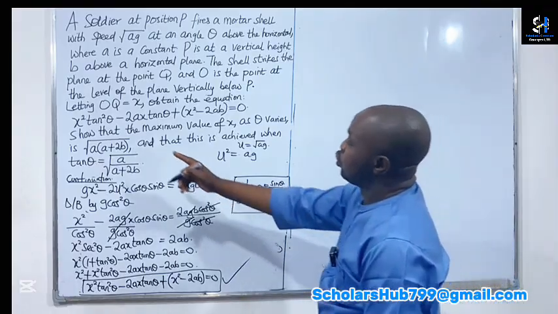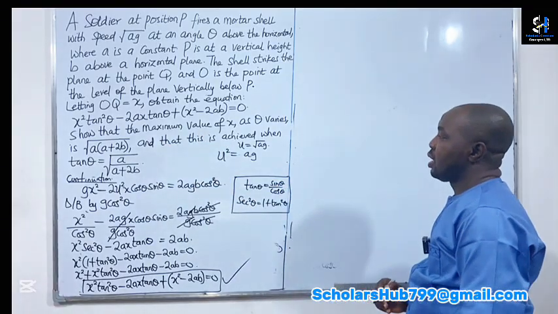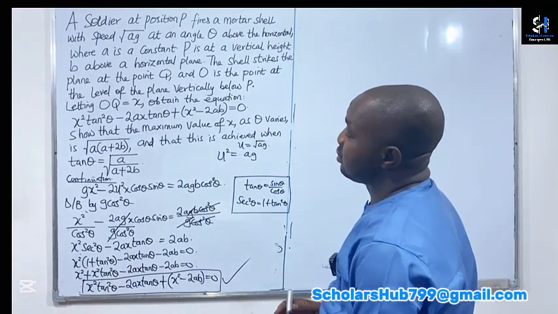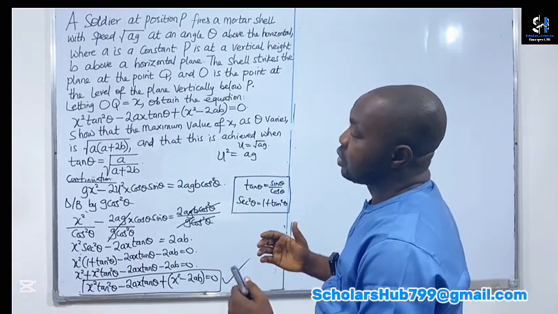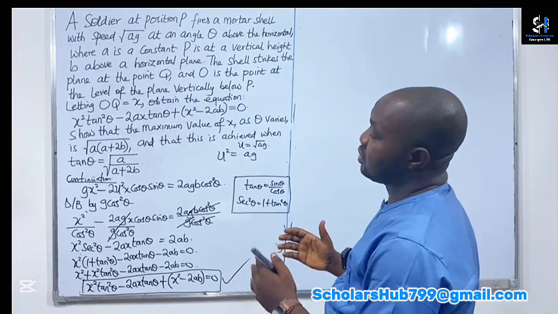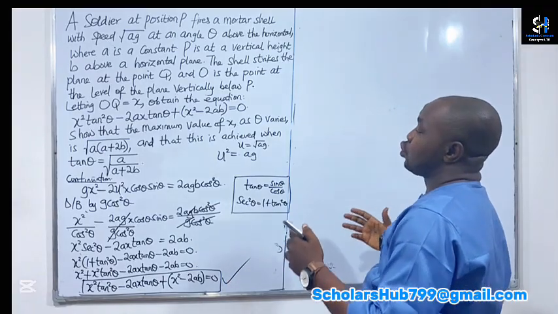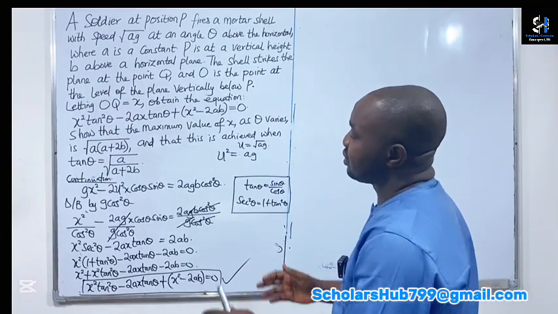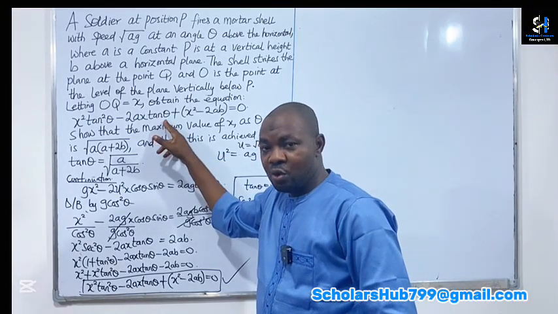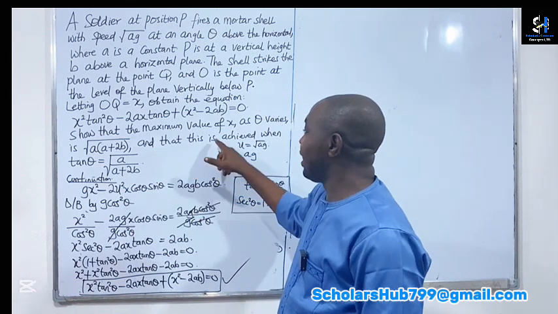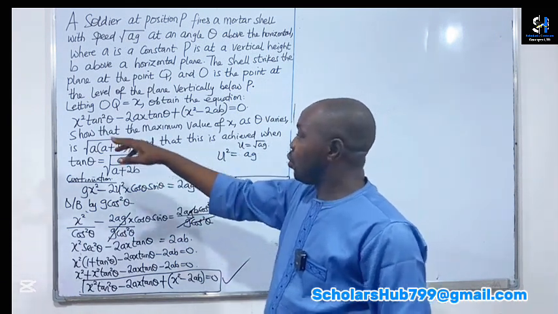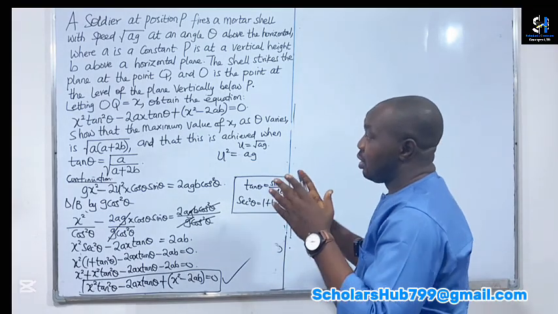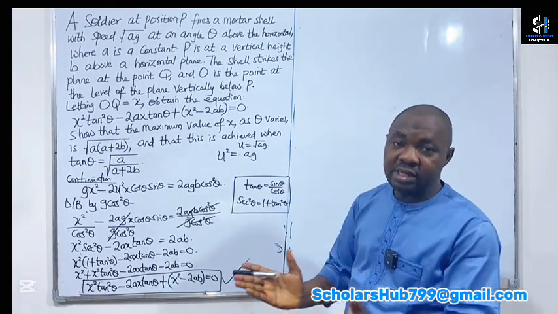All right, the second question is show that the maximum value of x as theta varies is this guy here. What this tells us is that we can use the discriminant, and we're going to have the discriminant greater than or equal to 0. This is a quadratic equation in tan theta. We want to obtain the maximum value of x, so we consider the equation as an equation in tan theta because the discriminant is non-negative.